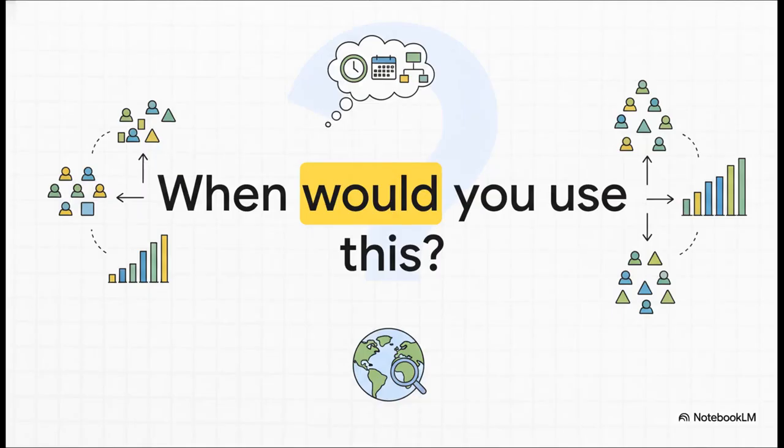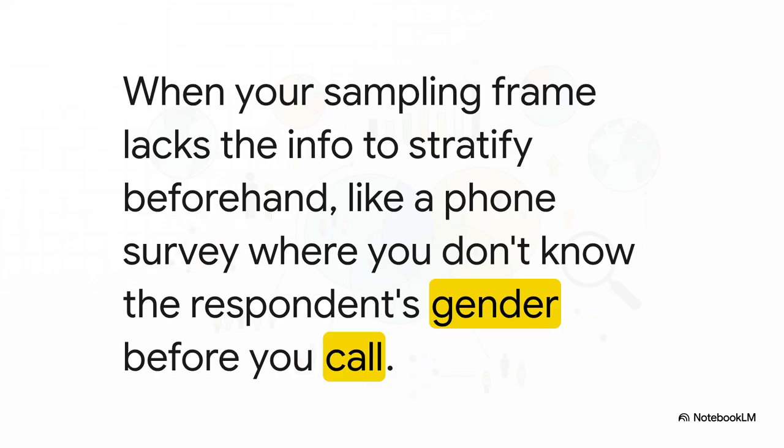So that brings up a pretty obvious question, right? If you could just stratify in the first place, why wouldn't you? Why wait until after? Well, a lot of the time you just don't have the information you need up front. Your sampling frame, that's the list of everyone you could possibly sample, might just be a list of names or phone numbers. You can't stratify a phone survey by gender if you don't know the gender of the person you're about to call. So you do the next best thing. You call a random sample of people, you ask their gender during the survey, and then you adjust your final numbers to make sure the gender breakdown in your analysis matches what you know the true population looks like.